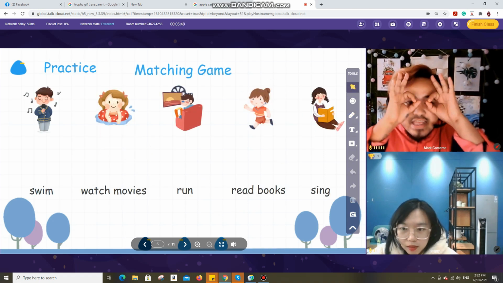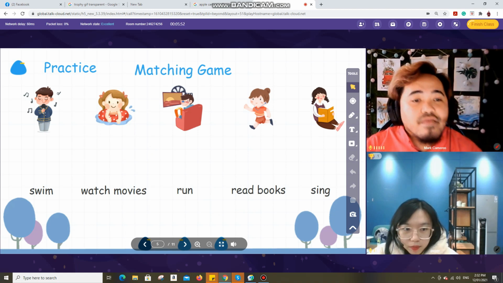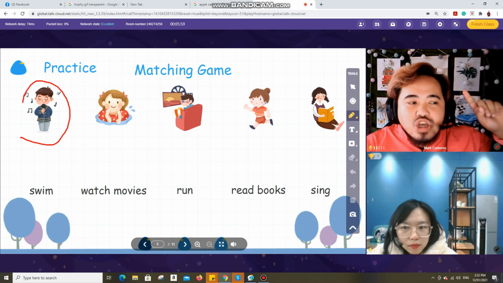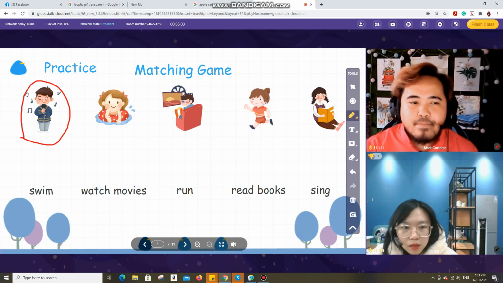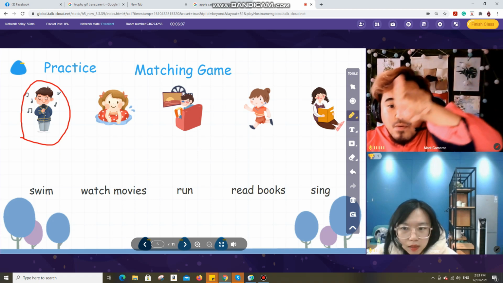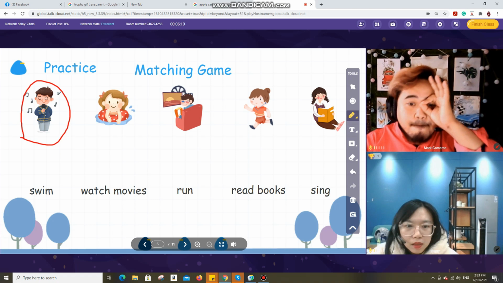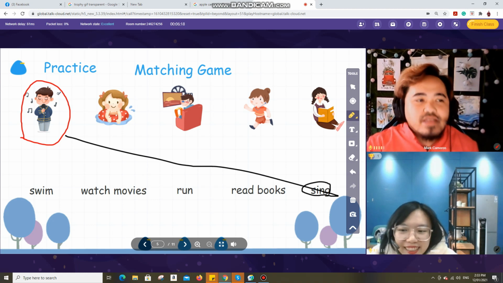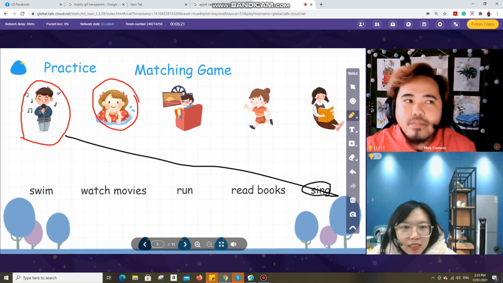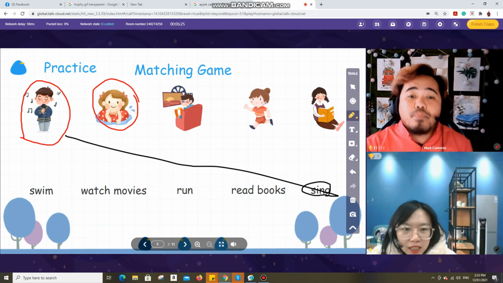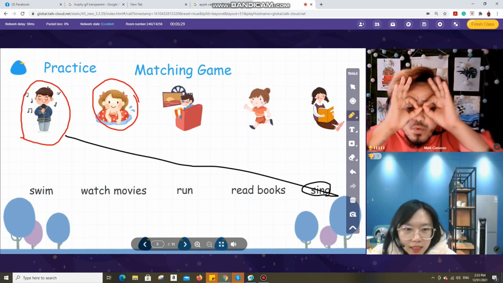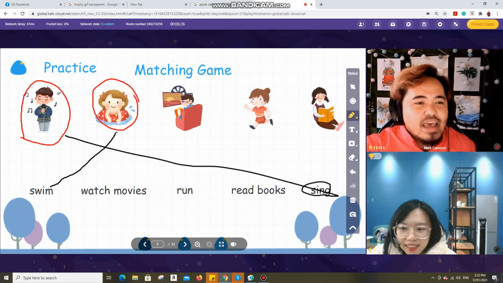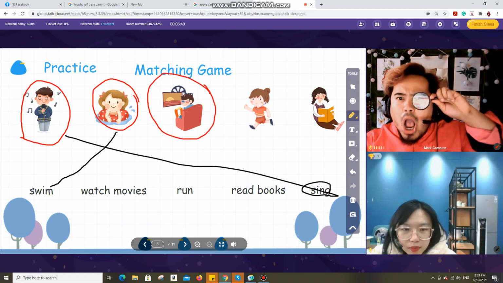Now, let's practice. Let's match the pictures with the words, okay? Now, the first picture, what is this one? Sing. Very good. Now, let's draw a line to the word sing. Where is the word sing? You can do it. Yay! Very good. Okay. How about the second picture? What is this? It's a swim. Very good. Now, where is the word swim? Match. Draw a line. Yay! Very good. Now, how about this picture? What is that word?